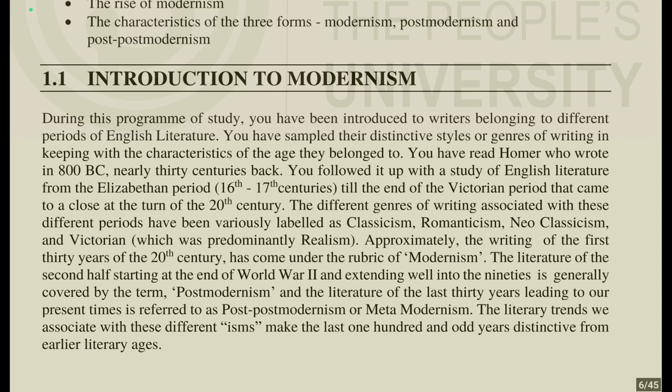The literature of the second half, starting at the end of World War II and extending well into the 90s, is generally covered by the term postmodernism, and the literature of the last 30 years leading to our present times, from 1970 until now, is referred to as postmodernism or metamodernism. The literary trends we associate with these different isms, like modernism, postmodernism, classicism, make the last 100 and odd years distinctive from earlier literary ages.